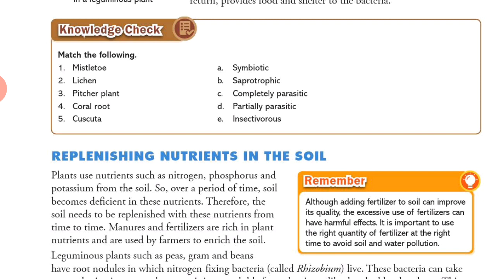Okay, let's complete this matching. First will be matched with D. Second will be matched with A, not with B. Okay, first D, second A, third E, fourth B. And last is with C. Last with C. Got it?